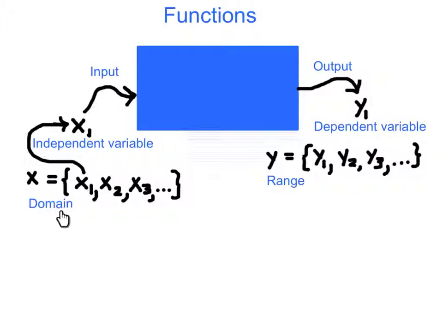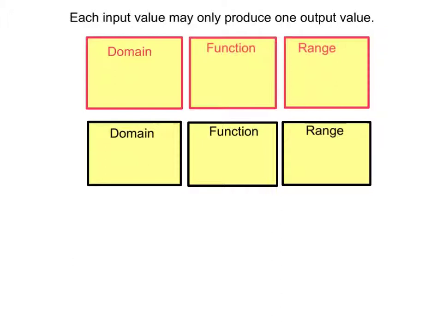So the entire domain, which is a set of unique x values, is fed into our function. They're operated on by the function, and the output is a corresponding y value for every x value, such that the output y values are the range. So we input an independent variable, and for each input independent variable, there is a corresponding output dependent variable. An important concept of functions is that each input value may only produce one output value.